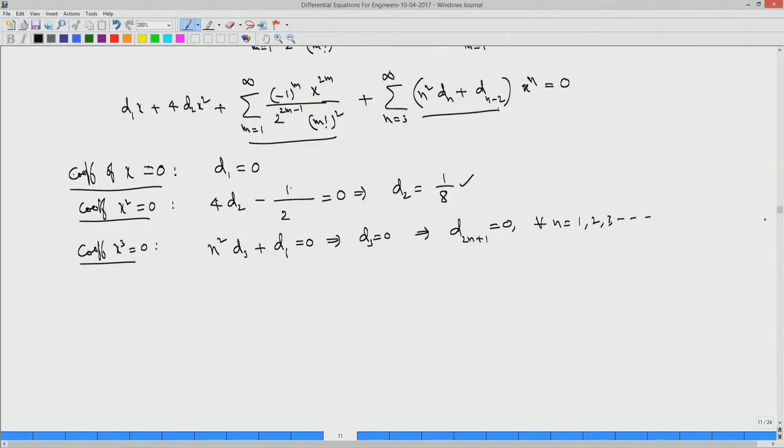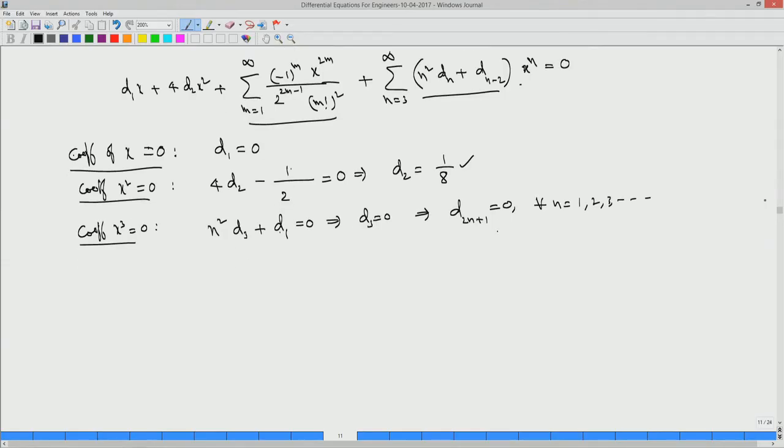These are all the odd coefficients, x power of an odd number, so that coefficient has to be 0. Because d1 is 0, d3 is 0, next d5 will be 0 and so on. So all the odd coefficients will be 0. Now we only have to consider the coefficient of x power, let us say, 2m equal to 0. Start with, if you want, x power 4.